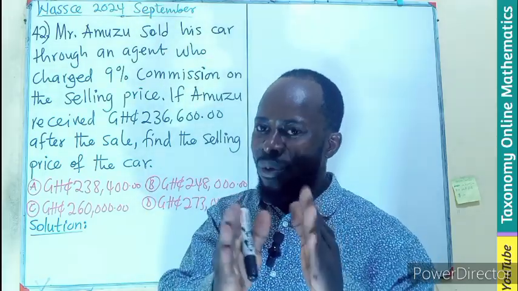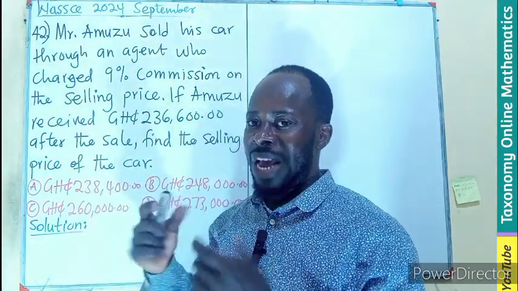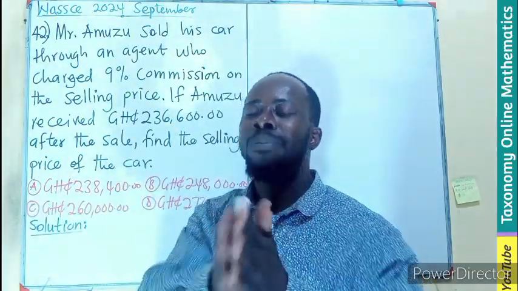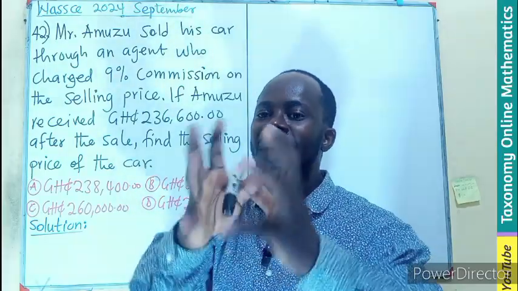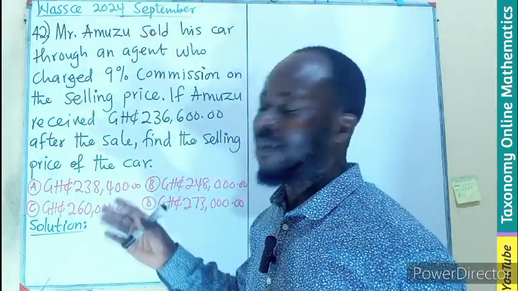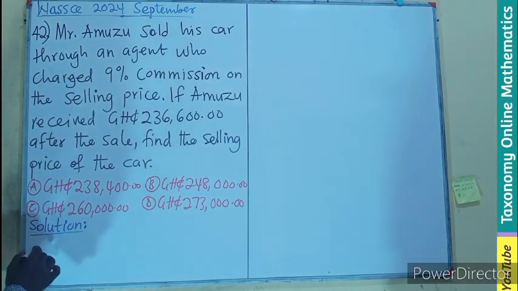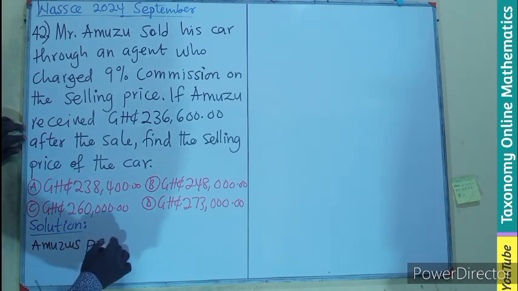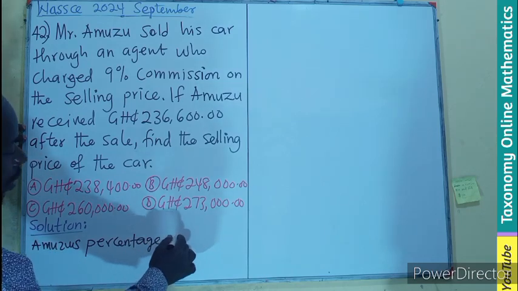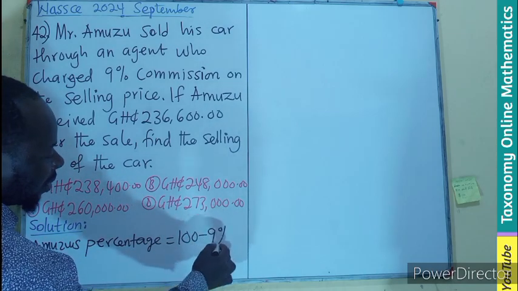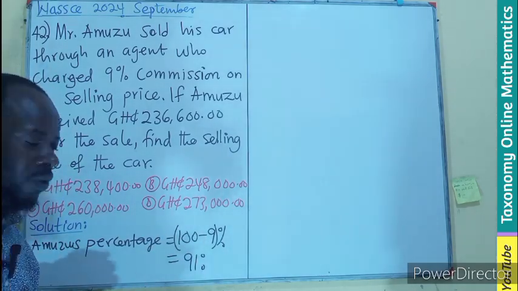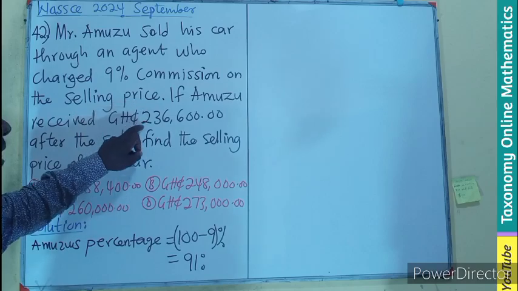You'll be getting 100 minus the 9%. So the percentage of money coming to you is going to be 100 minus 9, which is 91%. And that 91% is the one giving you the 236. So we can say from here that Amuzu's percentage is going to be 100 minus 9. And that will be giving us what? 91%. So this 91% is the one giving us this, on the commission.